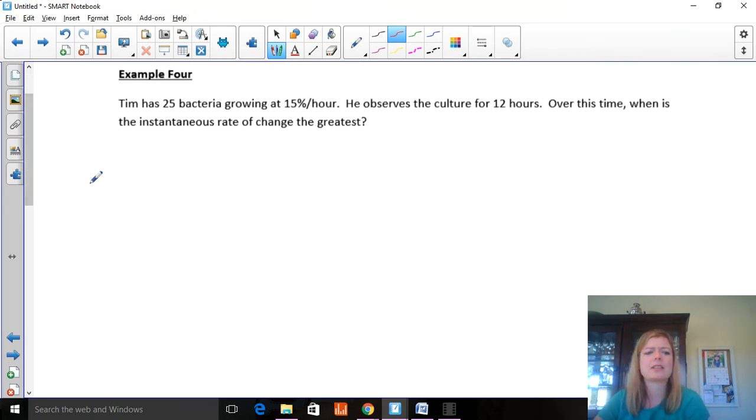Okay, last example is example 4. This is a different type of question about some bacteria. Tim has 25 bacteria growing at 15% per hour. He observes the culture for 12 hours. Over this time, when is the instantaneous rate of change the greatest? This doesn't really require any calculations from you. It just requires an understanding of exponential functions as well as what the rate of change is.